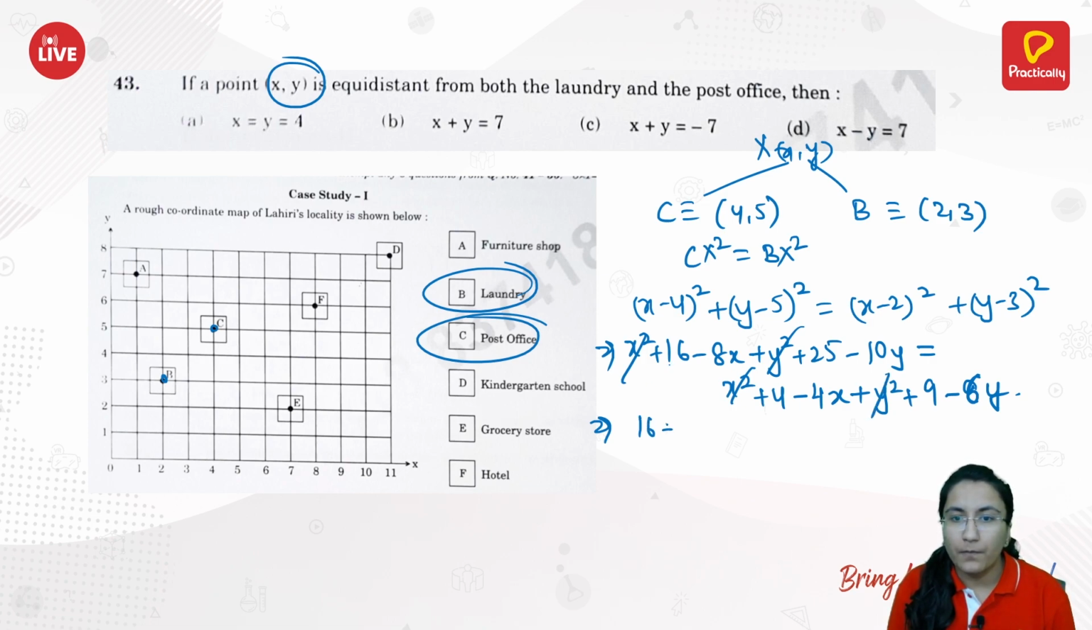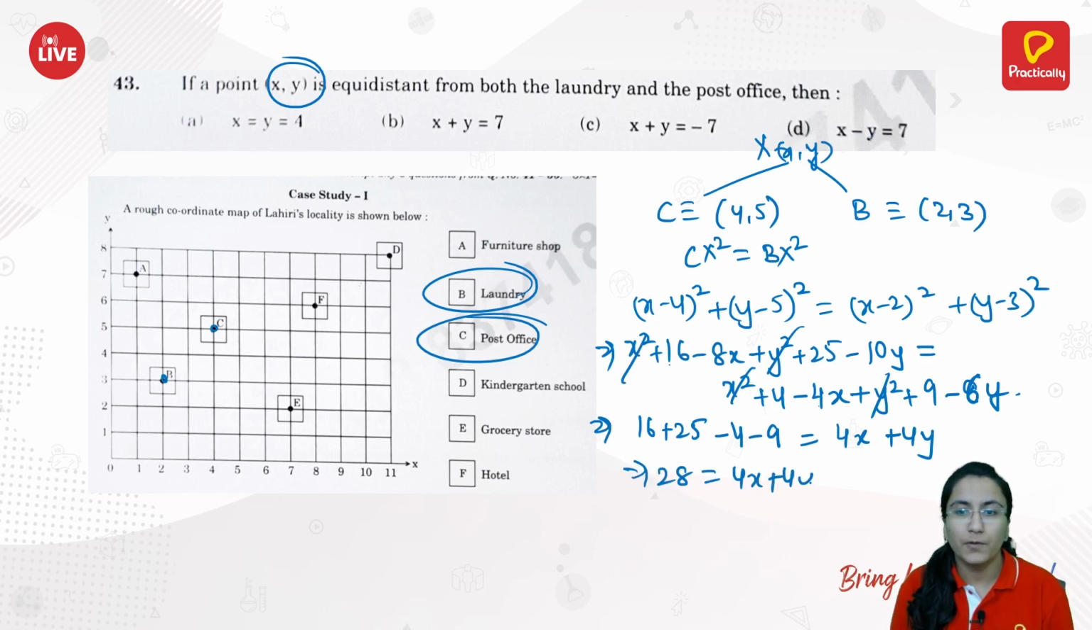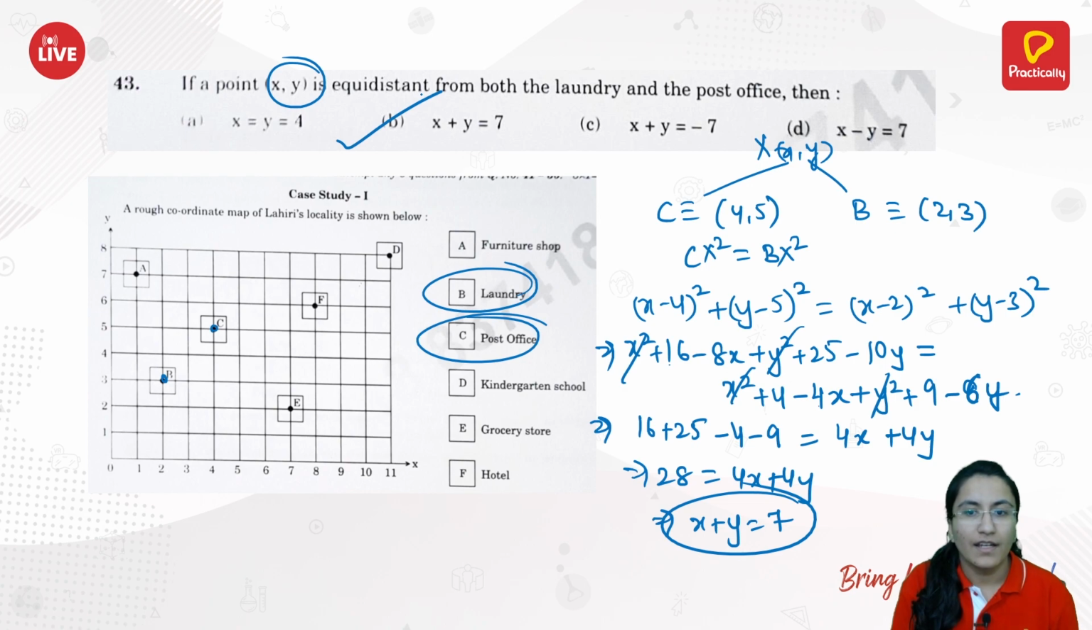Okay, so this implies x square and y square would be cancelled from both the sides. You have 16 plus 25 minus 4 minus 9 equals minus 4x plus 8x, so you have 4x, minus 6y and then plus 10y, that is 4y. Here if you do the subtractions, you would have 25 plus 3, that is 28, equals 4x plus 4y. This implies x plus y is 7. So this is the required equation, which is B option. So option B is correct.